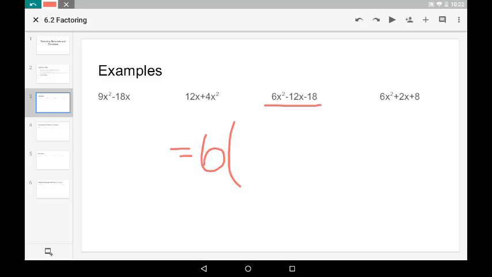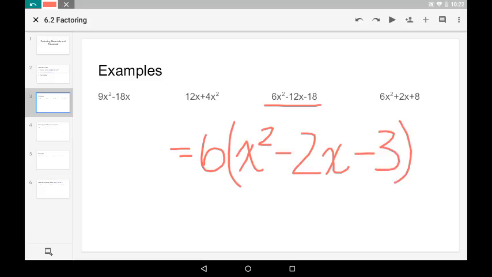So if I take 6 out of 6x squared, basically dividing 6x squared by 6, all that remains is x squared. If I take 6 and factor it out of negative 12x, I'm going to get negative 2x. And if I factor 6 out of negative 18, I'll get negative 3. Again, there's no common factors between x squared, negative 2x, and negative 3. So there's nothing else I can take out. So 6 was, in fact, the greatest common factor of these three terms.